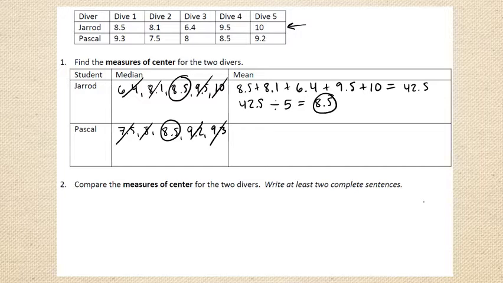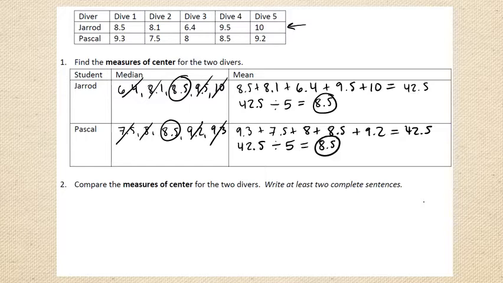What's the mean for Pascal? I'm going to go ahead and add all these numbers. So 9.3 plus 7.5 plus 8 plus 8.5 plus 9.2. That gives me a sum of 42.5. Now I'm going to divide that sum by the number of numbers, which in this case again was 5 because there were 5 dives, and I get 42.5 divided by 5, 8.5.